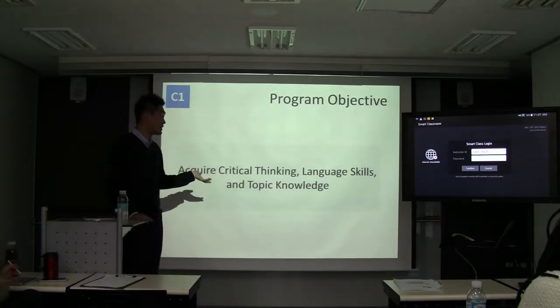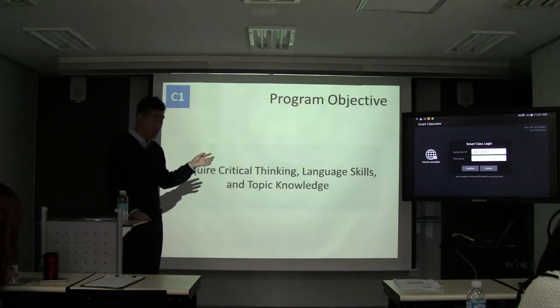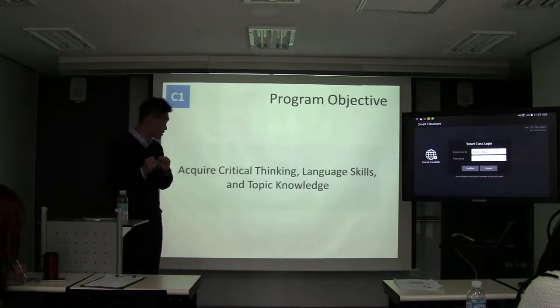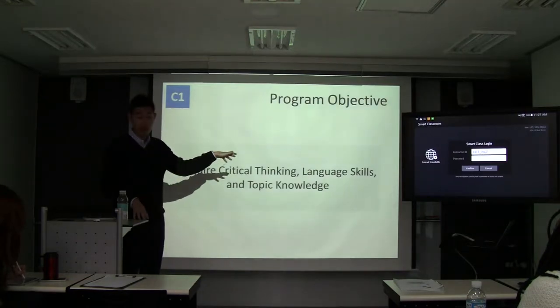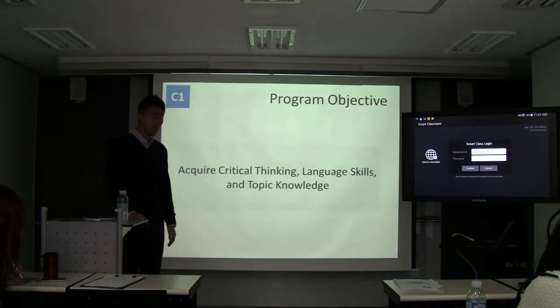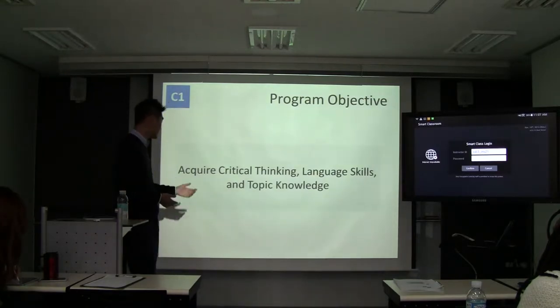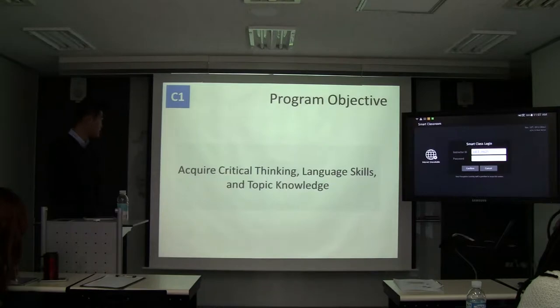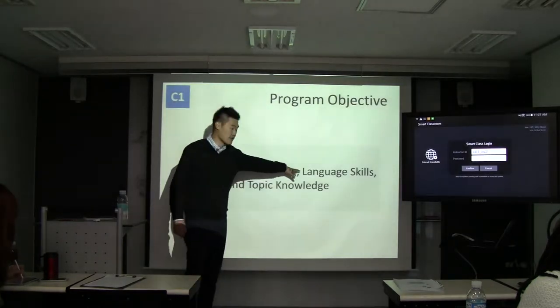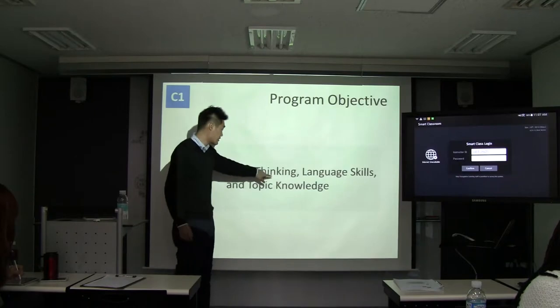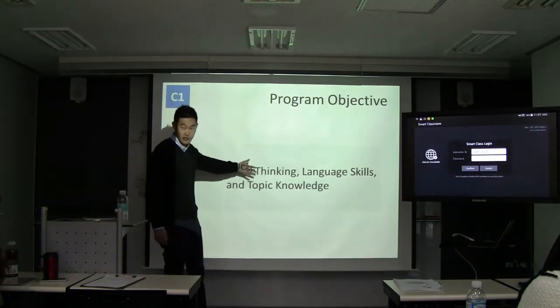But C1 high is basically C1, C2 mid, except with a little bit more skills in the class, and the reading and listening passages are, of course, a little bit more difficult. If you take a look here, the objective of C1 high is to acquire critical thinking, language skills, and topic knowledge. I think language skills is definitely the focus of the class, and these two are a little bit more minor, but still good.